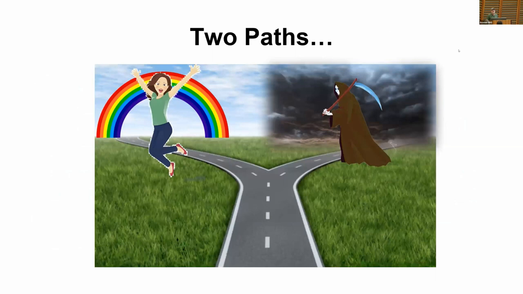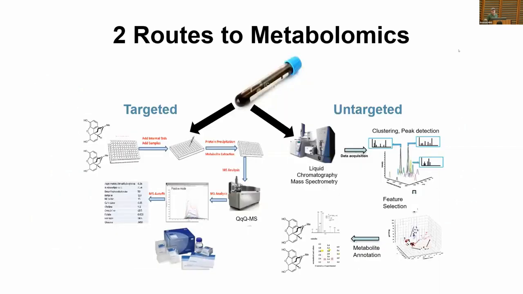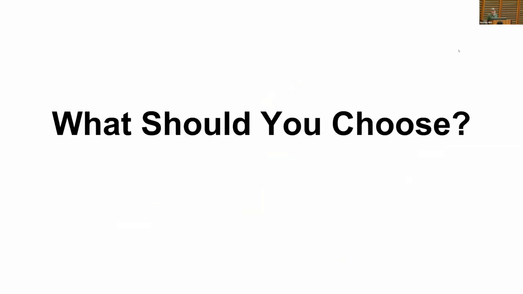So there are two paths. One that leads to rainbows and ponies and unicorns, or another one that potentially leads to the Grim Reaper. So the question for us is, which of the two routes for metabolomics should we choose? What would you choose?